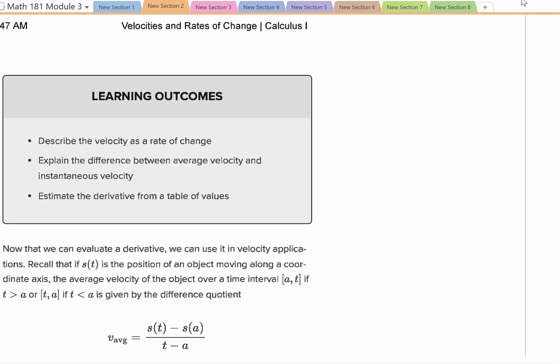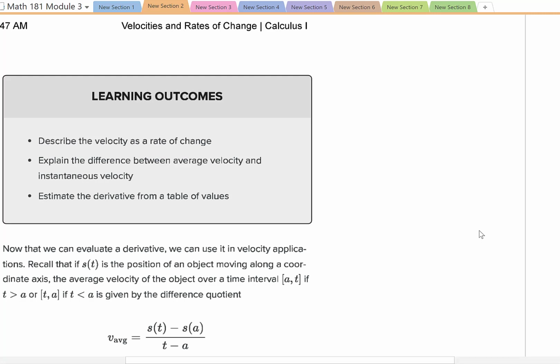This section is the next part of that initial derivative at a point. We're going to be talking about velocity and the rates of change. So it's very much the same as what we saw, but it's more of an application now instead of learning the concepts. So learning outcomes: describe the velocity as a rate of change, explain the difference between average velocity and instantaneous velocity, and estimate the derivative from a table of values.